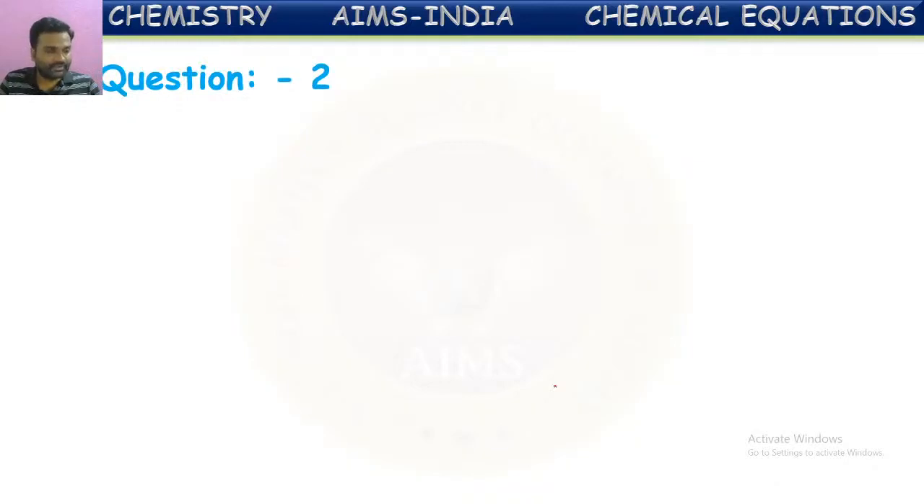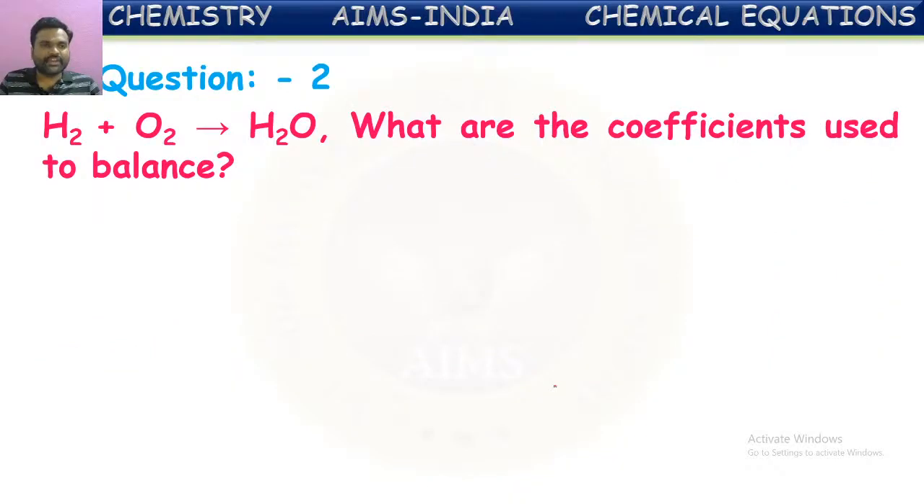Yes, many of you have given the correct answer. Very good. Well tried. In the second one, if you see the equation, hydrogen plus oxygen gives water. What are the coefficients used to balance this equation? Means they are asking to balance this equation. After balancing, what are the coefficients we are getting in front of these reactants and products they are asking? Let us see the options once.